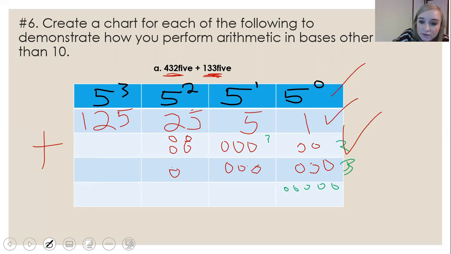3 plus 3 is 6: 1, 2, 3, 4, 5, 6. 4 plus 1 is 5: 1, 2, 3, 4, 5. So now we have the sum of the dots of each number. When we're doing base 5, we have to group them in 5. As we can see here, 1, 2, 3, 4, 5, we already have 5 over here.